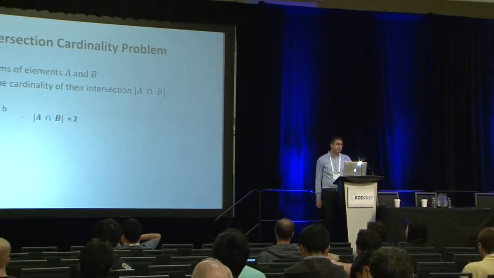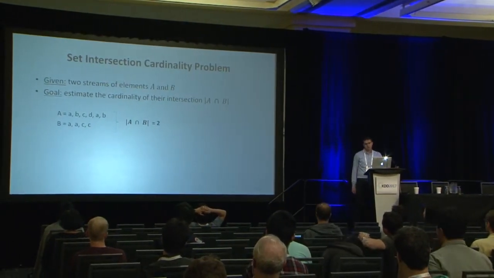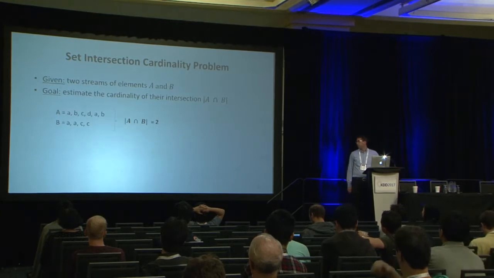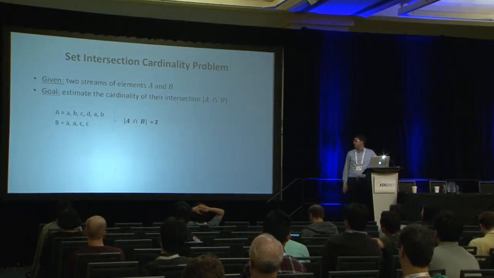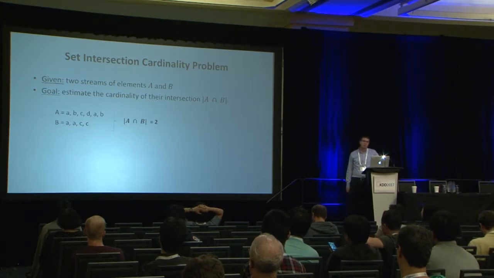The set intersection cardinality problem takes two streams of elements and seeks to estimate the cardinality of their intersection. For example, for these two streams, A is A, B, C, D, A, and B, and B is two A's and two C's. The intersection includes only A and C, whose cardinality is 2.